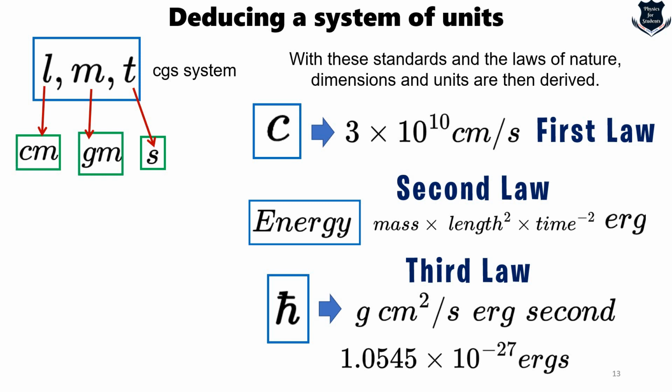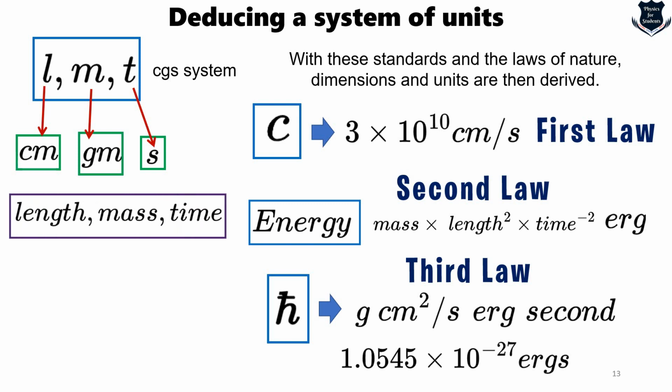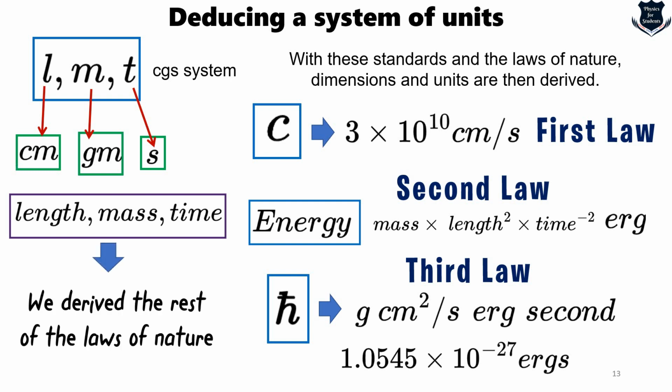Now, after giving all those examples, what I'm trying to mention is that we started with preconceived defined units like length, mass and time, and derived the rest of the laws of nature.